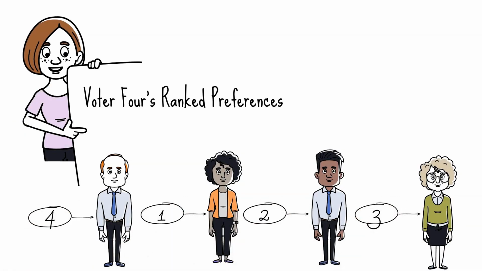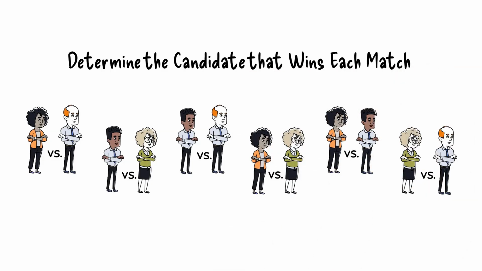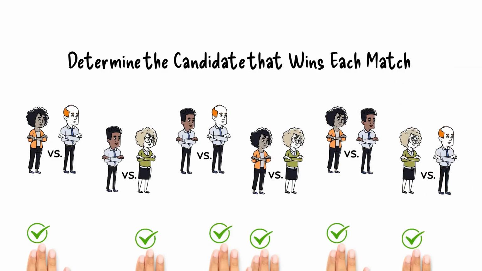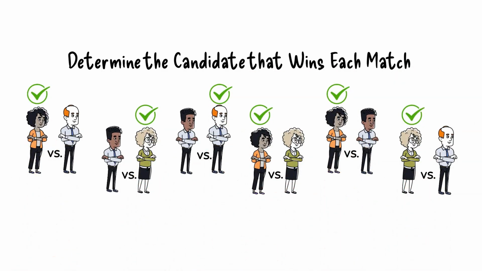Once we've gathered all of the voters' preferences about each of the matches, the next step is to highlight the candidate who wins each match. For each match, we put a check mark over the candidate who wins the match.